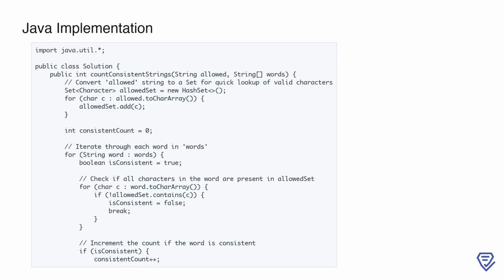For each word, we assume it is consistent by setting a Boolean variable is_consistent to true. We then check each character in the word to see if it is present in the allowed set. If we encounter a character that is not in the set, we immediately set is_consistent to false and break out of the loop, as the word cannot be considered consistent.